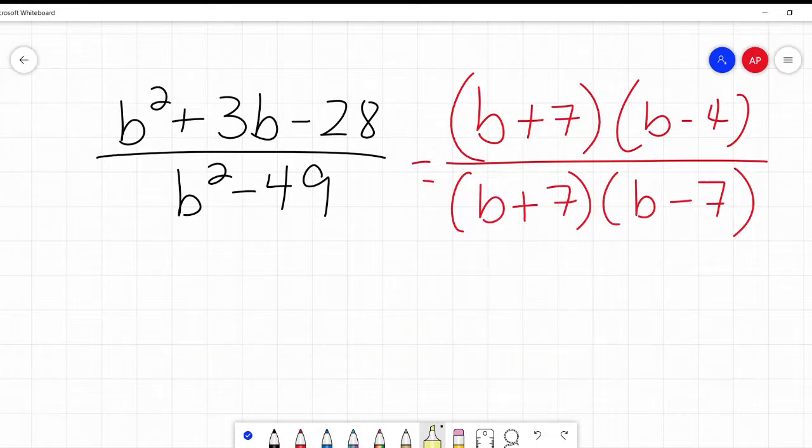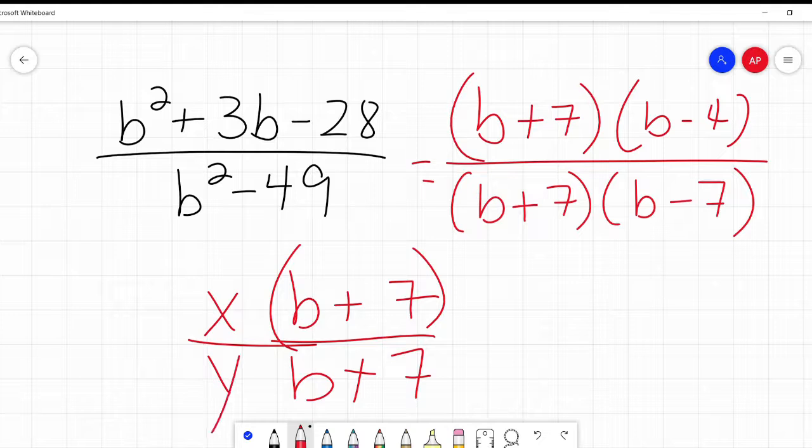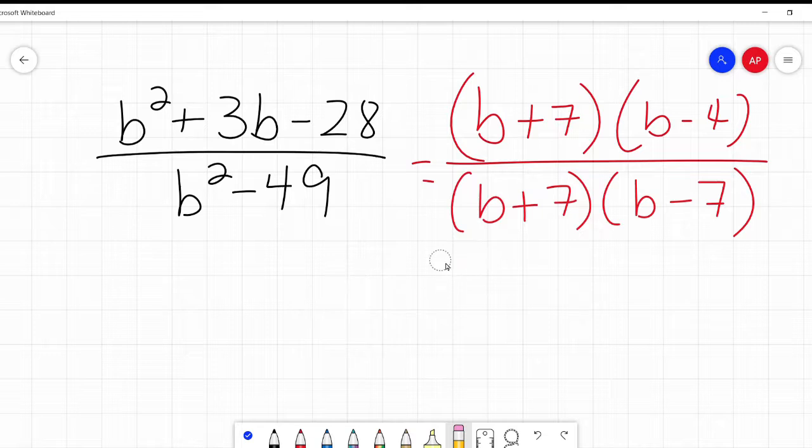So again, if it was just b plus 7 over b minus 7, I could not say cancel out the b's. However, if it was something like that, I could say, oh, x times b plus 7, y times b plus 7. b plus 7 as a unit could be canceled out since it's being multiplied. So just make sure that we're clear on that.